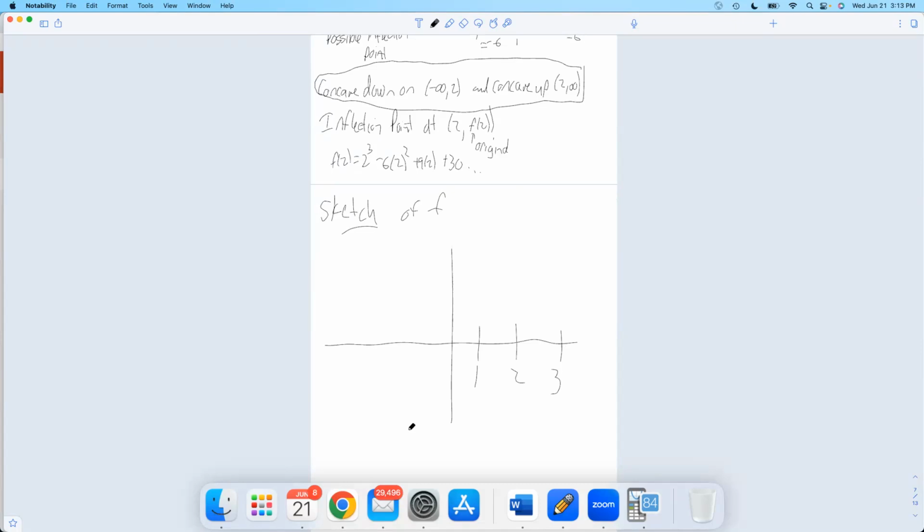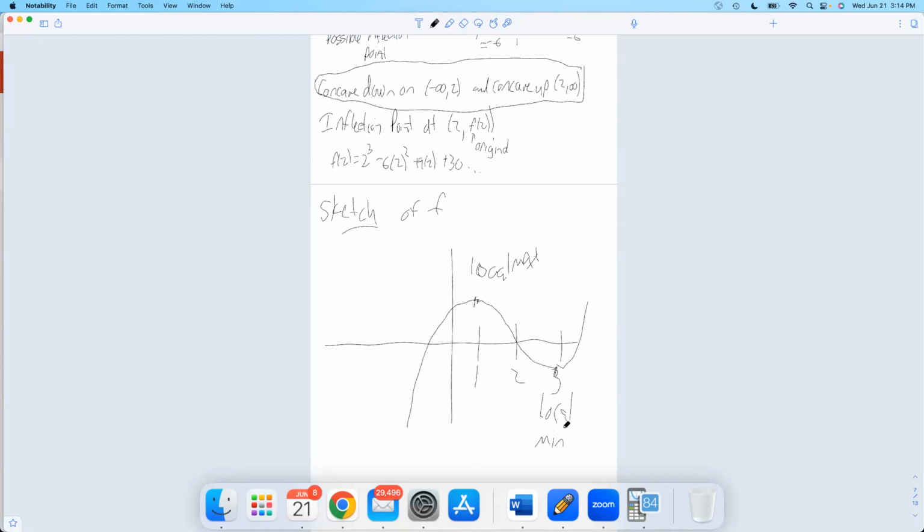So it was increasing until 1, decreasing between 1 and 3, and then increasing again. So I had a local max. Same thing I wrote above. Right there. Here's a local min.